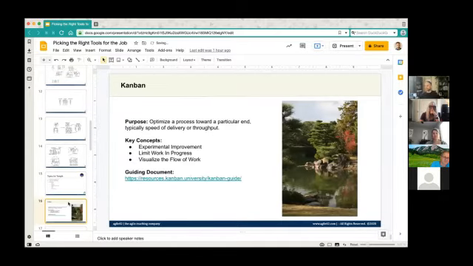So we talk about Kanban. Kanban's really interesting because people look at Kanban as an alternative to Scrum. In fact, you can use both. Just like you can use a hammer and a screwdriver in the same project, you can use both, but they have different purposes.